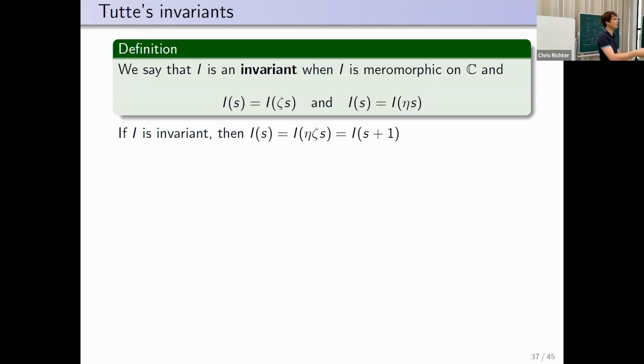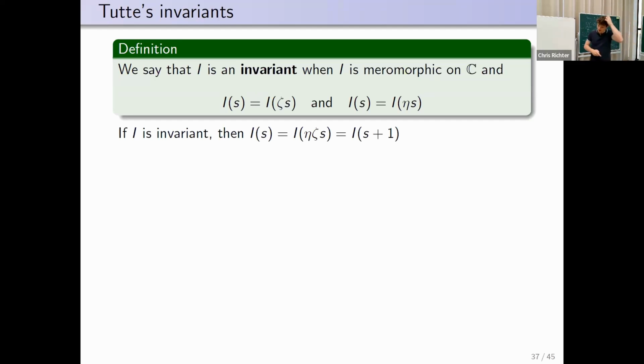So I is an invariant, a meromorphic function, if and only if I is stable by zeta and I is stable by eta. You remember eta and zeta, the automorphisms. And so if you are invariant, then I of s is equal to I of eta zeta of s, and eta zeta is s plus 1. So if you are invariant, you are also periodic. Okay, so this is the definition.